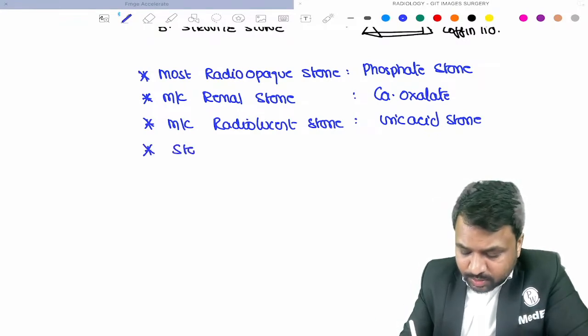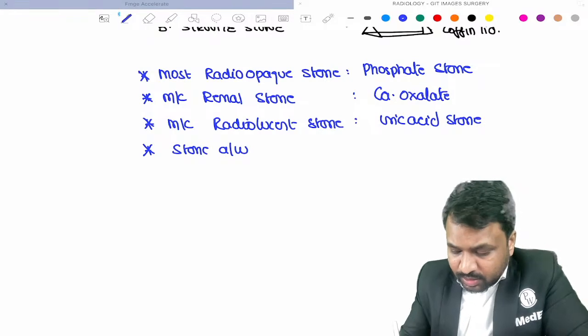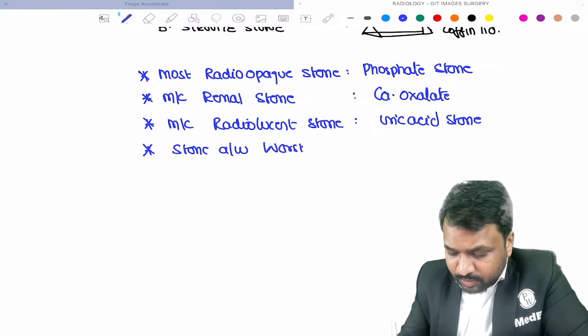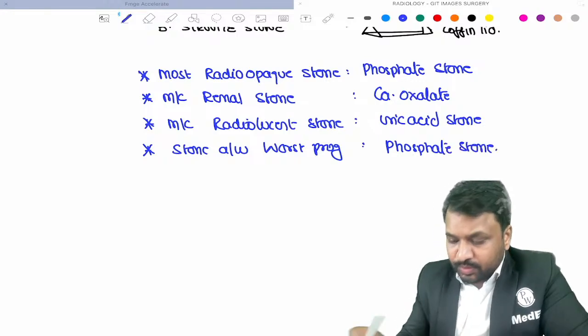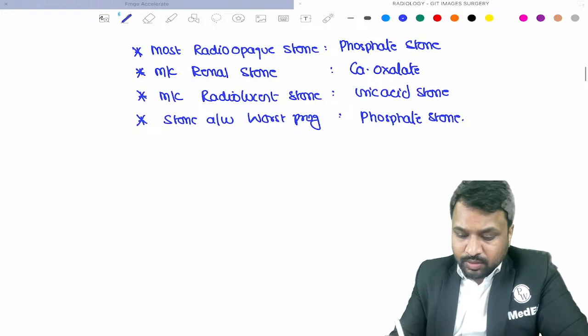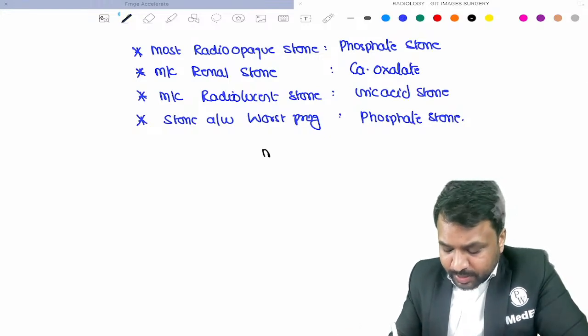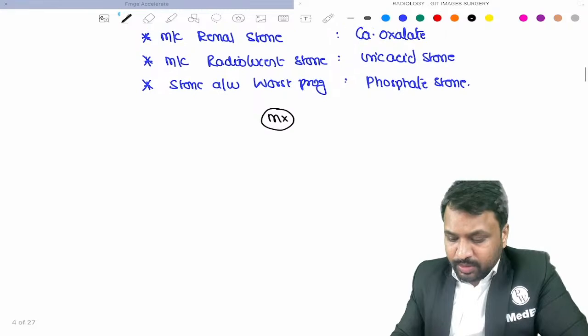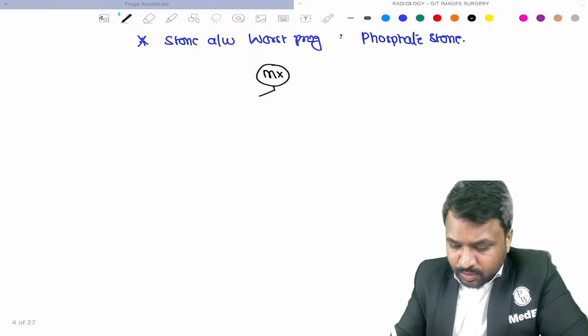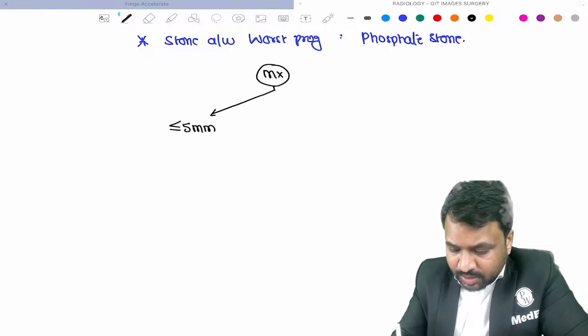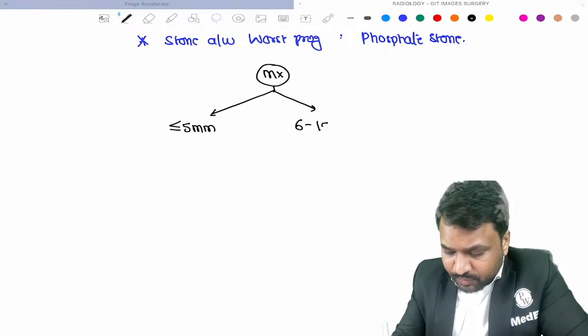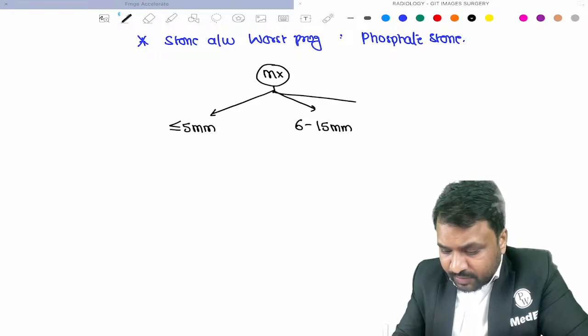Now, stone associated with the worst prognosis among all is going to be the phosphate stone. Now when you want to look at the management, we will see if the stone is less than or equal to 5 millimeters, if it is between 6 to 15 millimeters, and if it is beyond 15 millimeters.